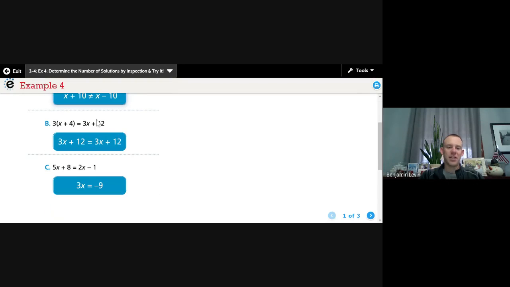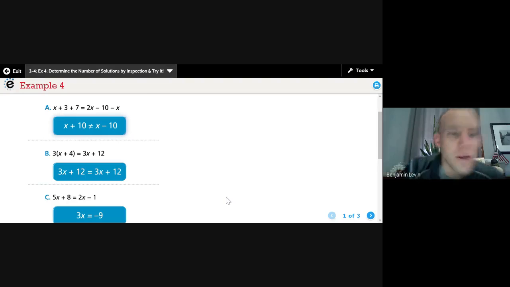We already proved that this has infinite solutions, right? Because 3x + 12 equals 3x + 12. That's a true statement. The 3x's would eliminate each other, and we just have 12 and 12. And then we just did C. So C has a solution of -3.